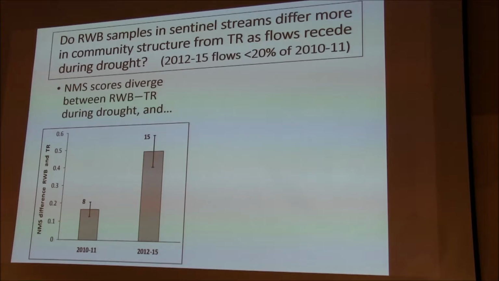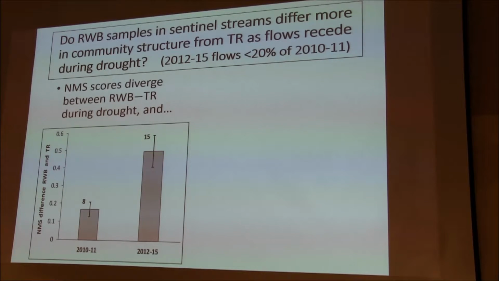And now we want to ask the question with our data looking at reach-wide benthos samples and target riffle samples: do those reach-wide benthos samples in Sentinel streams differ more in community structure from the target riffle samples as flows recede during the drought? So you can see in this graphic here that in the wet years, the 2010-2011 years, there's not very much difference between the reach-wide benthos samples and the target riffle samples.